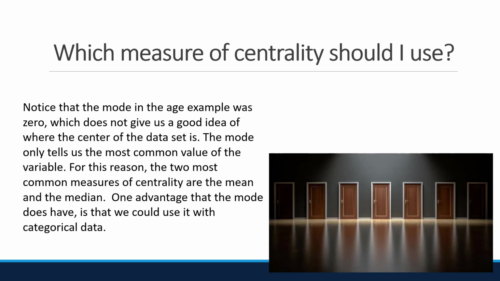Which measure of centrality should I use? Notice that the mode in the age example is 55 and 75. These values fall close to the center of the histogram we saw in Module 6. In general, the mode does not give us a good idea of where the center of the dataset is. The mode only tells us the most common values of the variable. These values may or may not fall in the center. For this reason, the two most common measures of centrality are the mean and the median. One advantage the mode does have is that we could use it with categorical data.